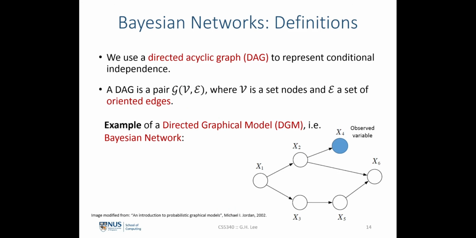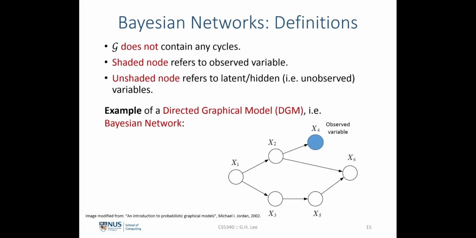So we'll use a directed acyclical graph to represent conditional independence. This directed acyclical graph is otherwise known as the Bayesian network. It consists of a set of nodes and a set of oriented edges. An example is shown in this directed graph over here, where each one of the nodes represents a random variable. So these nodes, for example, represent the random variables x1, x2, and x3 respectively. And the edges over here are all directed edges, meaning that they point from one random variable to another. And since the graph is an acyclical graph, it means that it cannot contain any cycles.